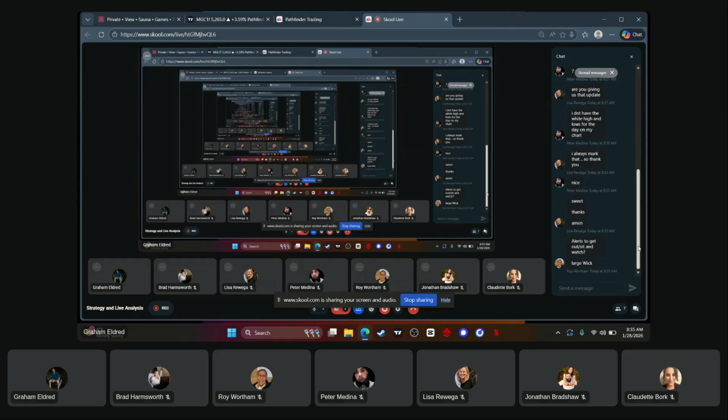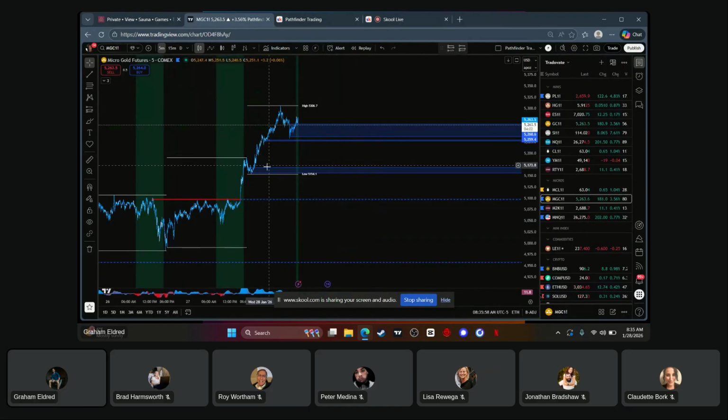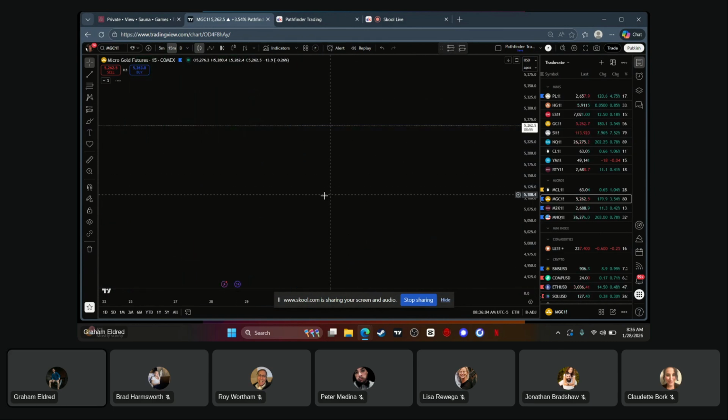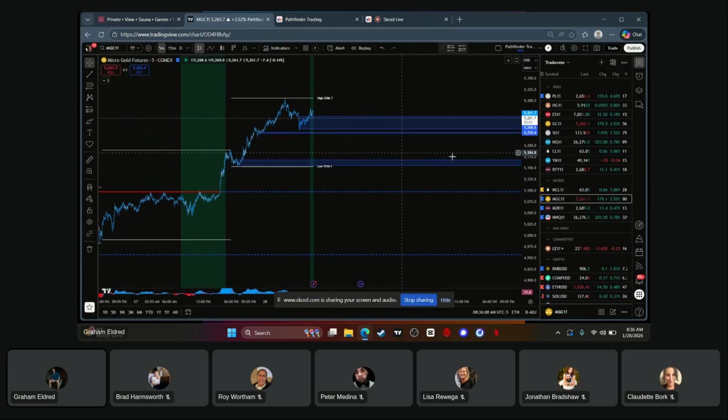Other than that, you guys already know. So large wicks, yeah, when that's happening, when the market enters order blocks. So if you guys see order blocks near the low of the day, you should probably set an alert on it, right? Like right here on micro gold, especially 15-minute order blocks, but 5-minute order blocks are valid as well because the market will move from those.